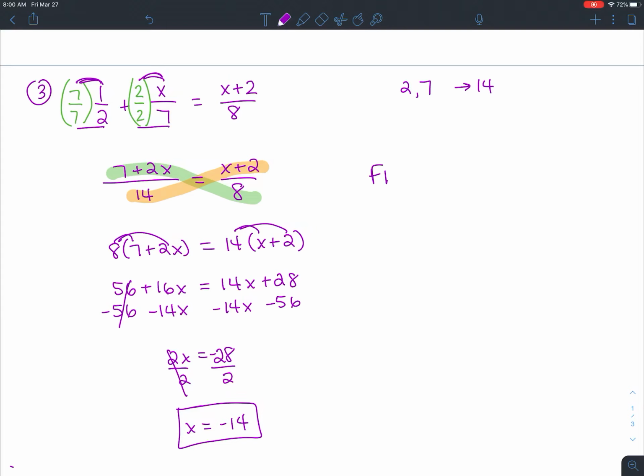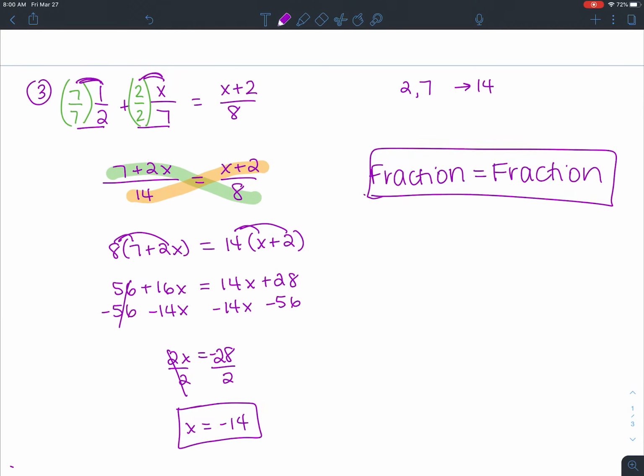So remember, you must have one fraction equal to another fraction before we can do what's called cross multiplication. That's that fancy method right there. And basically, we're just multiplying both sides by the denominator, and it ends up canceling out on one side. Let me know if you have any questions when you come to class.